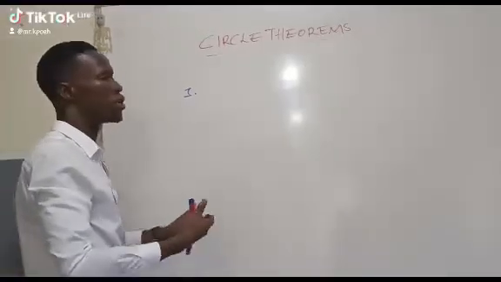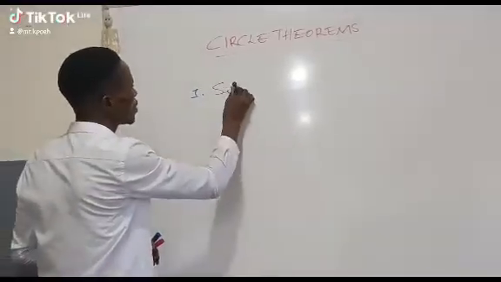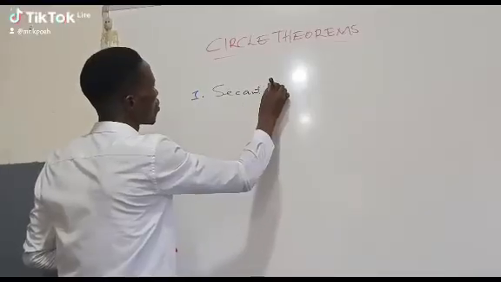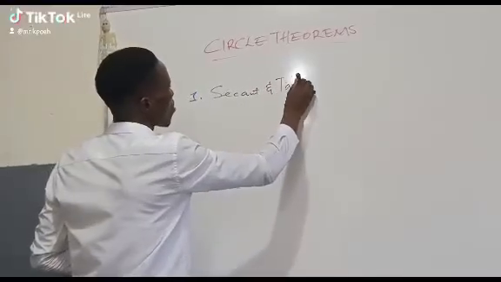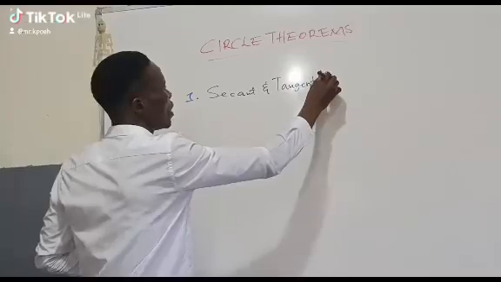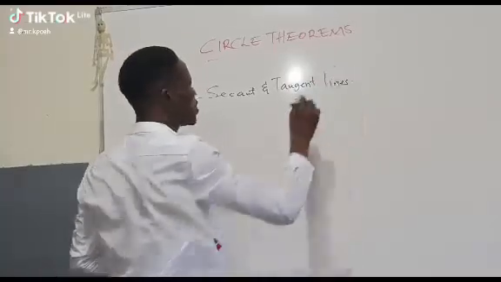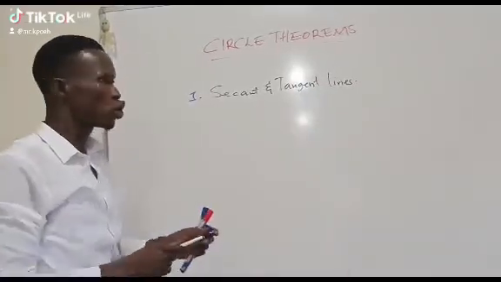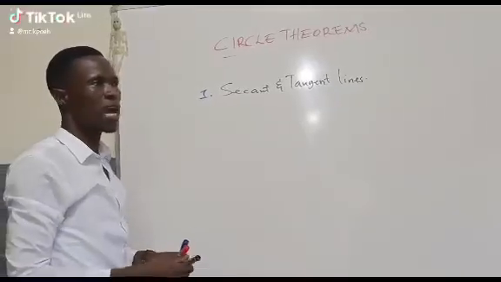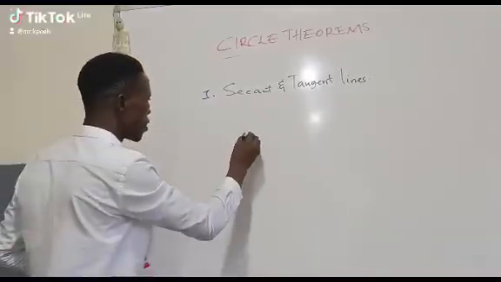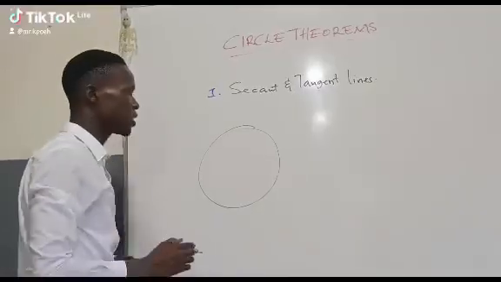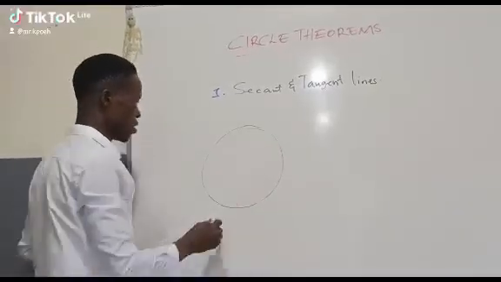I want to look at the theorem I'm talking about, which is the secant and tangent line theorem. So how does the diagram appear? This is a circle, alright? What will happen?